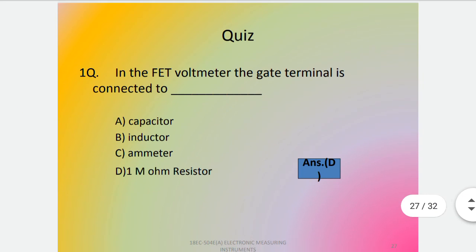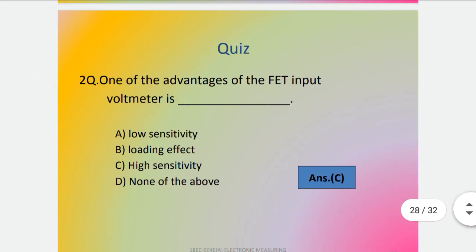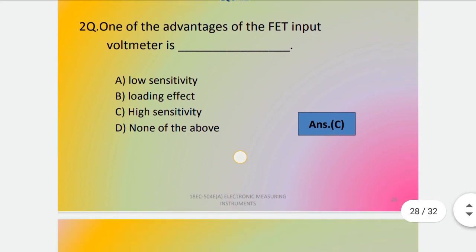In the FET voltmeter, the gate terminal is connected to what? You can see in the figure the gate terminal is connected to the 1 megaohm resistor, hence the answer is D. One of the advantages of the FET input voltmeter is: A, low sensitivity; B, loading effect; C, high sensitivity; D, none of the above. FET has very high sensitivity, hence the answer is C.